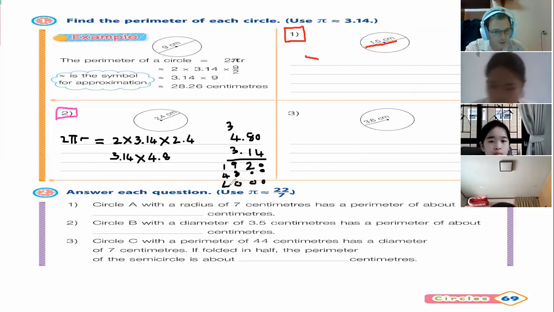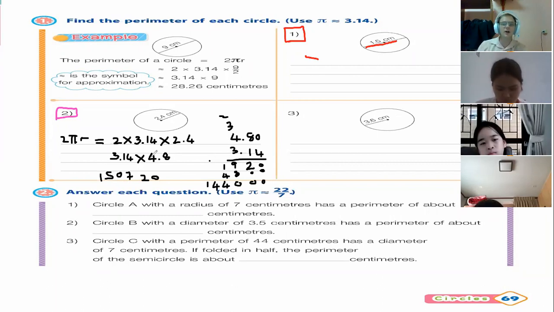3 times 8 equals 24. 3 times 4 equals 12, plus 2 equals 14. So when we add that all together, it's going to give us... wait, no, sorry, I'm writing it from the wrong way. It's going to give us 2, 7, 9, 15.